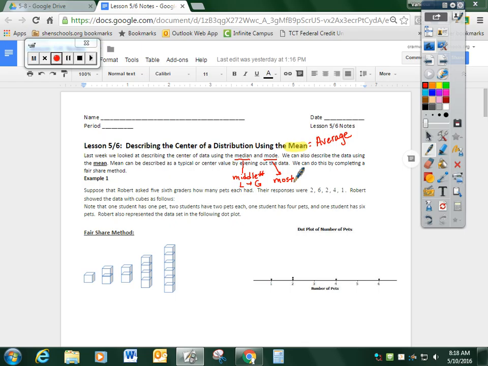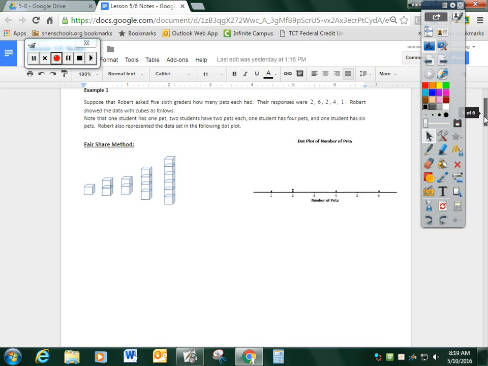Mean can be described as a typical or center value by evening out the data. We can do this by completing a fair share method. So let's underline this method right here. And today's lesson is going to be focusing on fair share. To do this, I'm going to scroll down my page here and we're going to do example 1 together.